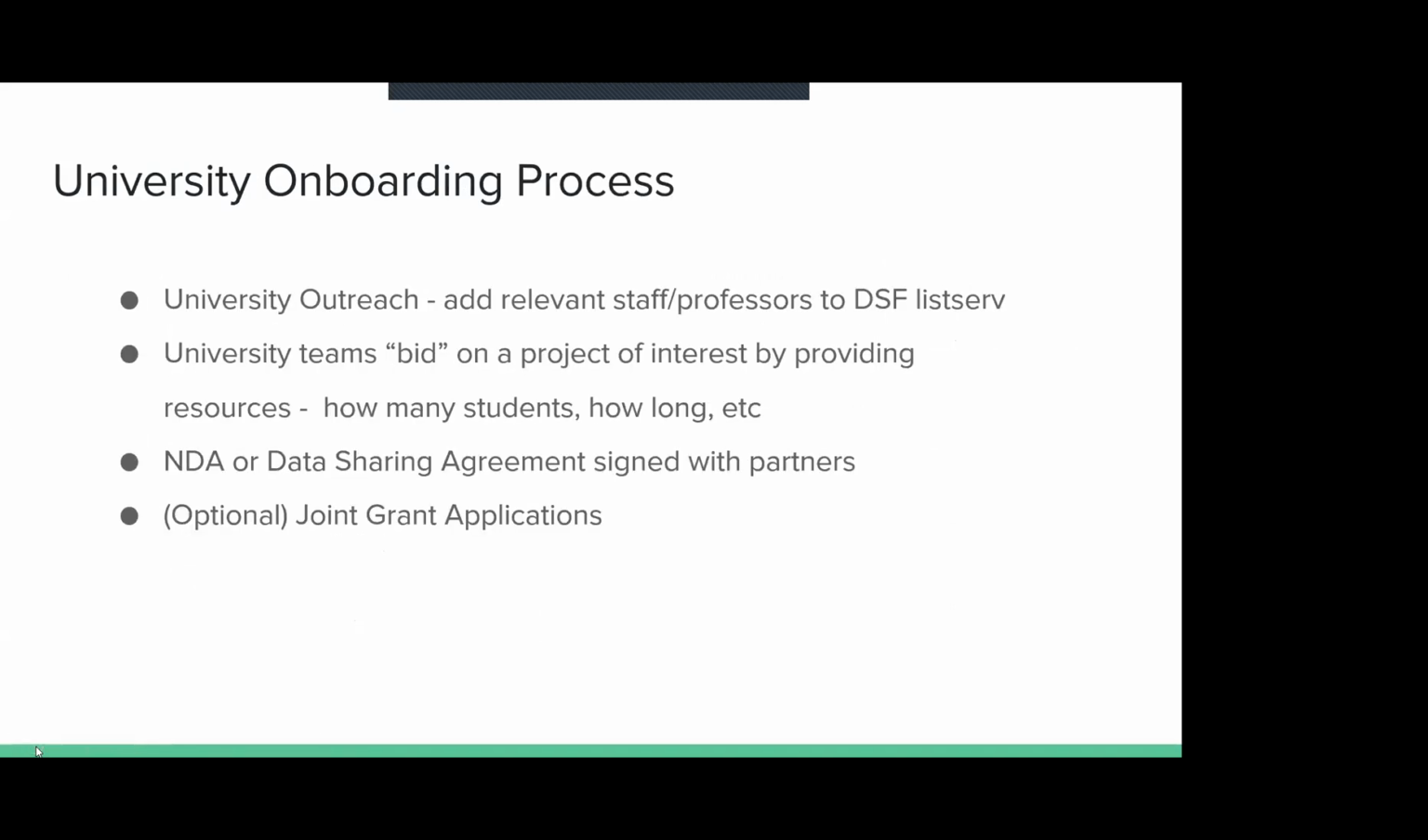So the university onboarding, we need to make sure that the university staff and the professors are part of our list, and that we've done our due diligence as far as university outreach. University teams and project interests are a big concern of ours. We want to make sure that the students are participating in real world research, that these are efforts that they can add to their resume, that they can feel good that they are doing research and projects that are something that they can use in their professional lives and not just leave behind at school.